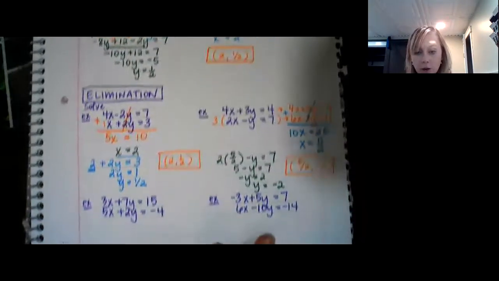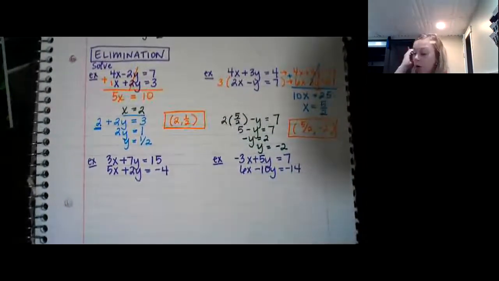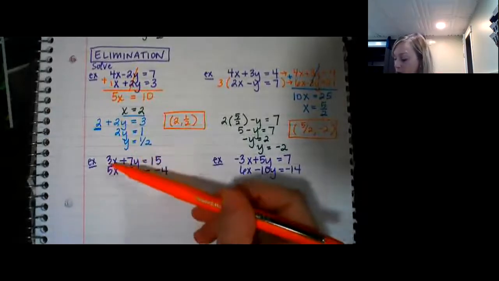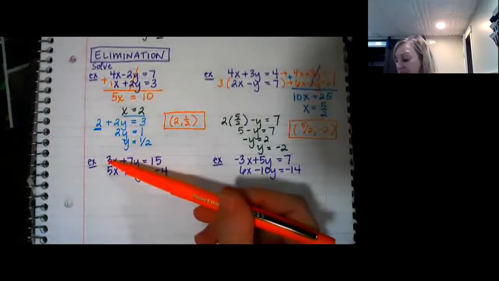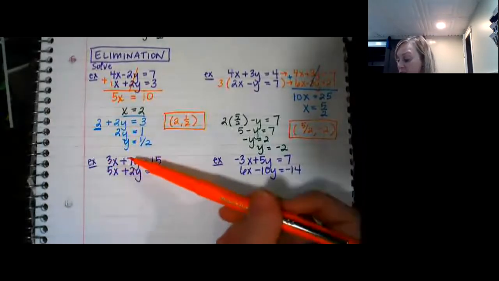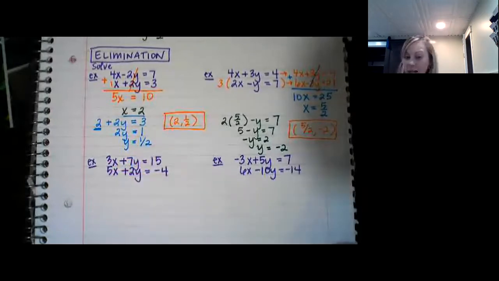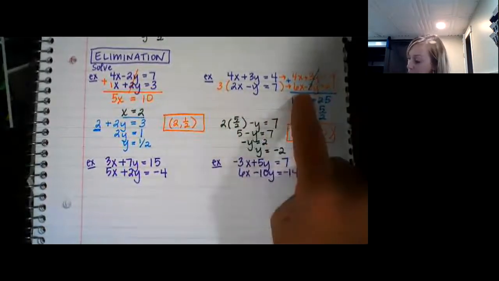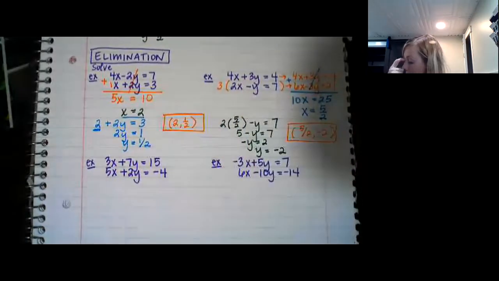Let's take a look at just a couple more here. So this next one, if I'm looking for opposites, if I look at the coefficients of x, I have a 3 and a 5. And if I look at the coefficients of y's, I have a 7 and a 2. So it's not clear right off the bat how I'm going to be able to get opposites here, like it was in the previous example where I could go ahead and just multiply by 3 to give me those opposites. Let's eliminate x this time for fun because we just haven't done that yet.